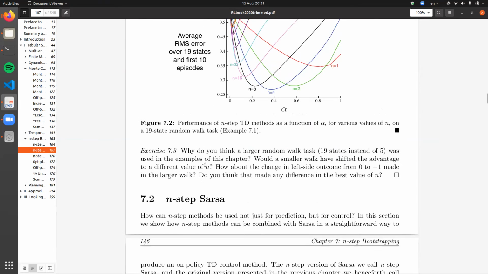Okay, and here are some questions. Why do you think a larger random walk task, 19 states instead of 5, was used in the example in the chapter? Would a smaller walk have shifted the advantage to a different value of n? And how about the change in the left side outcome from 0 to -1 made in the larger walk? Do you think that made any difference in the best value of n?